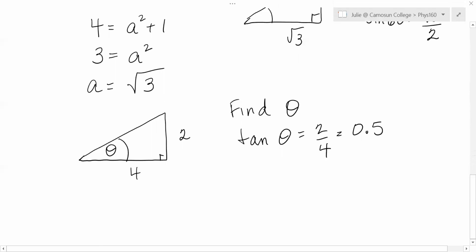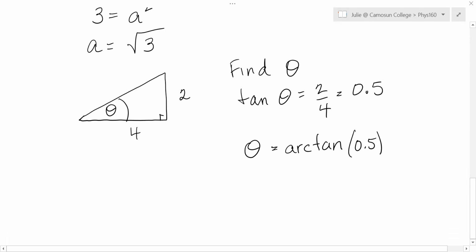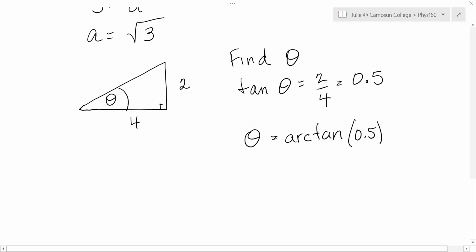Now when we have the tangent, but we want the angle, we use what's called the arctangent, or the inverse. I prefer arctan to inverse tan. So theta is the arctan of 0.5. And so on your calculator, it might say arctan, or it may say tan to the minus 1. That's not 1 over tan, that's inverse tan. But in any case, you would need to punch that out.